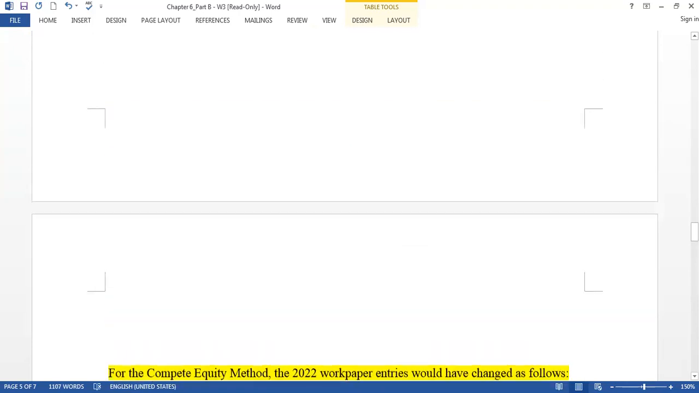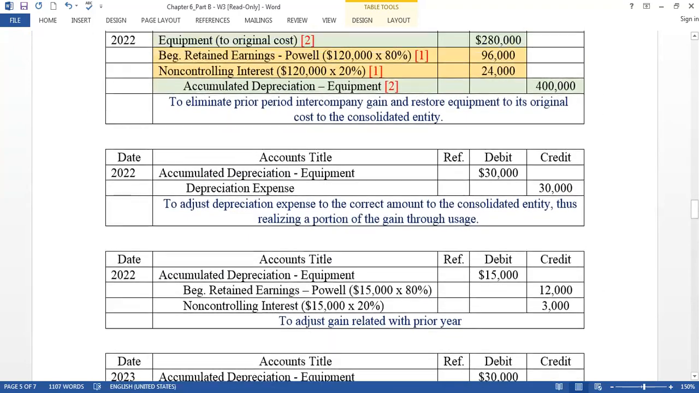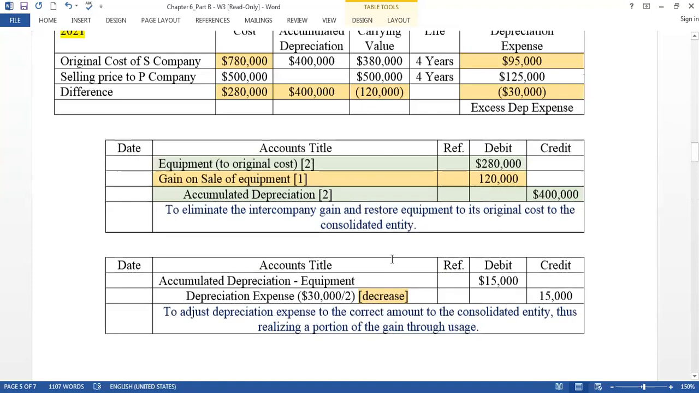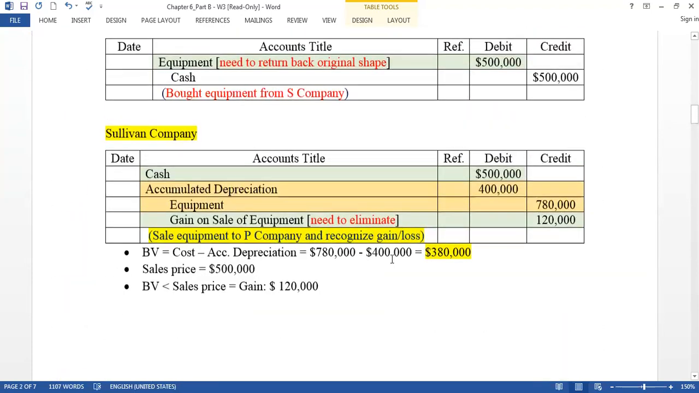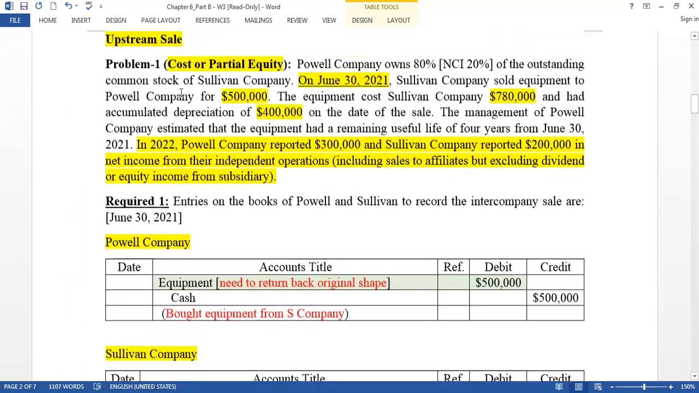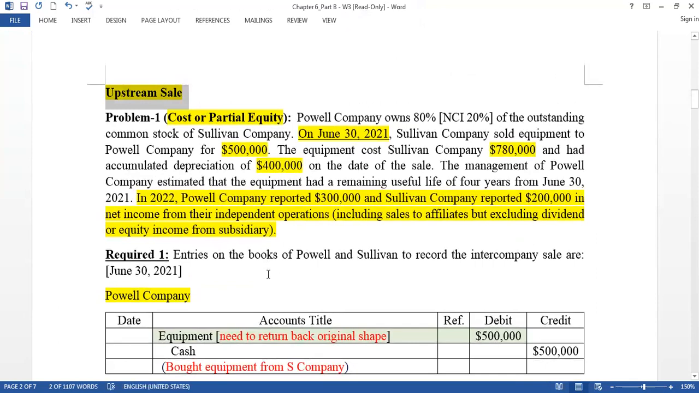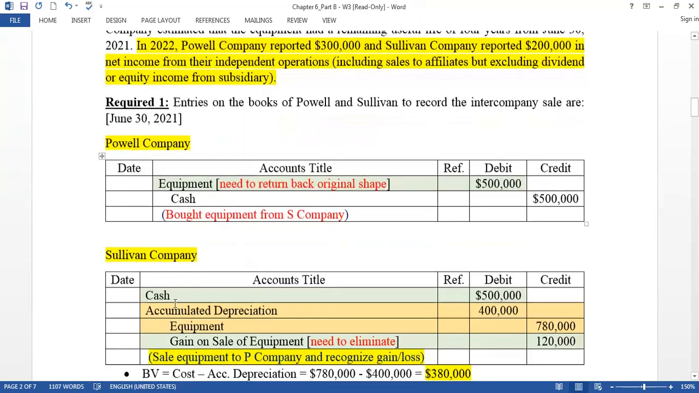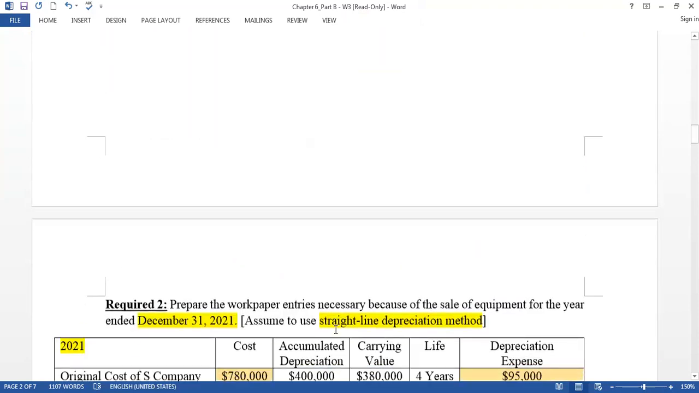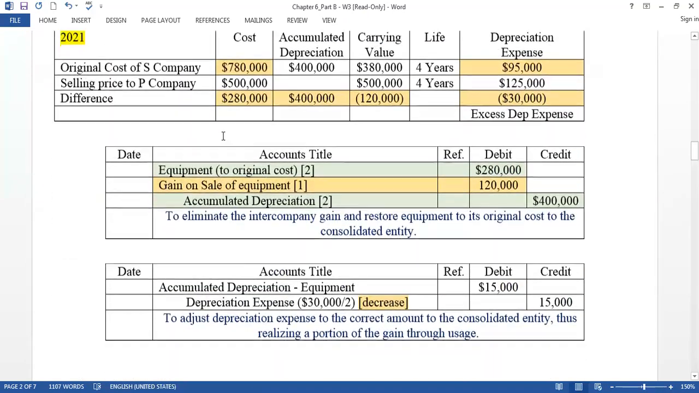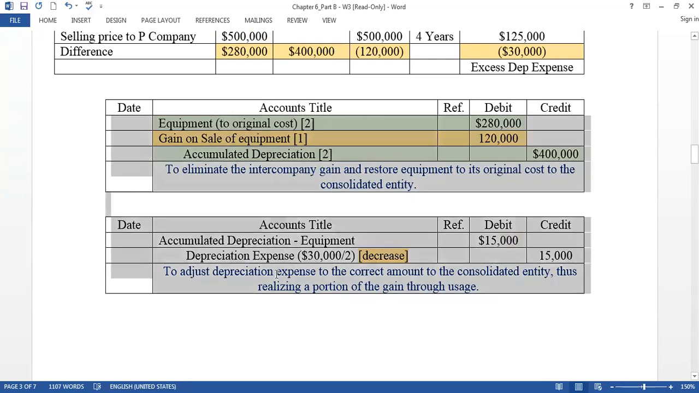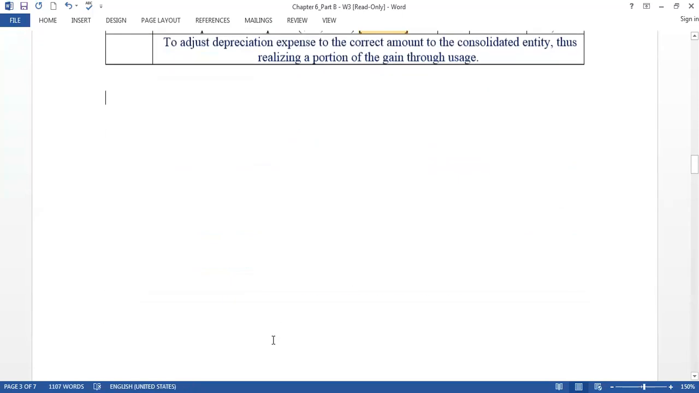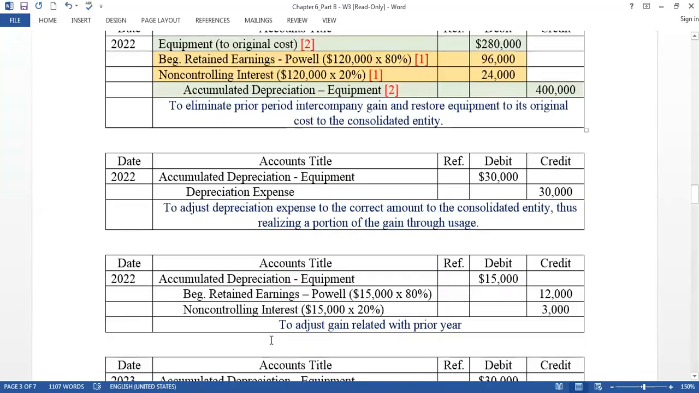Okay, so this question is about upstream sales. If it is downstream sales, year one does not have any problem. Why does year one not have any problem if it is a downstream sale? Because we are not going to allocate any profit and loss to the parent and non-controlling interest. So now we have another question.